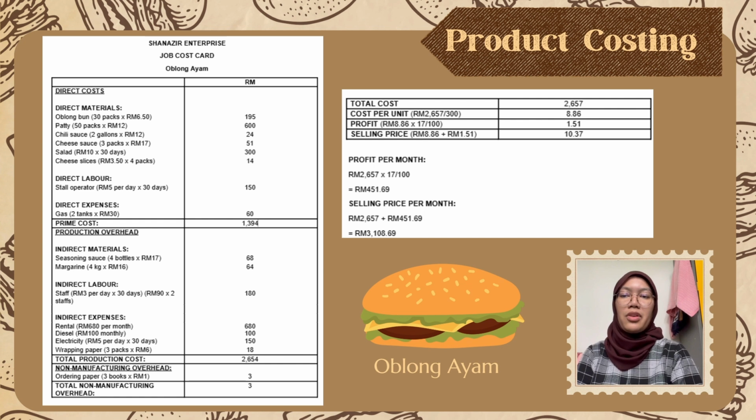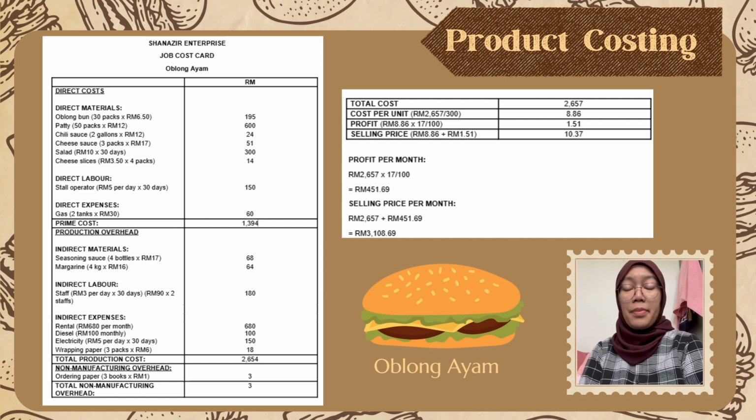For the non-manufacturing overhead, we only pick ordering paper as it falls under the services. The total non-manufacturing overhead is only 3 ringgit, and by adding total production cost and total non-manufacturing overhead, we get our total cost, which is 2,657 ringgit. The cost per unit is divided by 300 because the targeted sales for a month is 300 units. So the cost per unit is 8 ringgit and 86 cents. The owner takes 17% of the total cost for their profit. So the profit is 1 ringgit and 51 cents per unit.